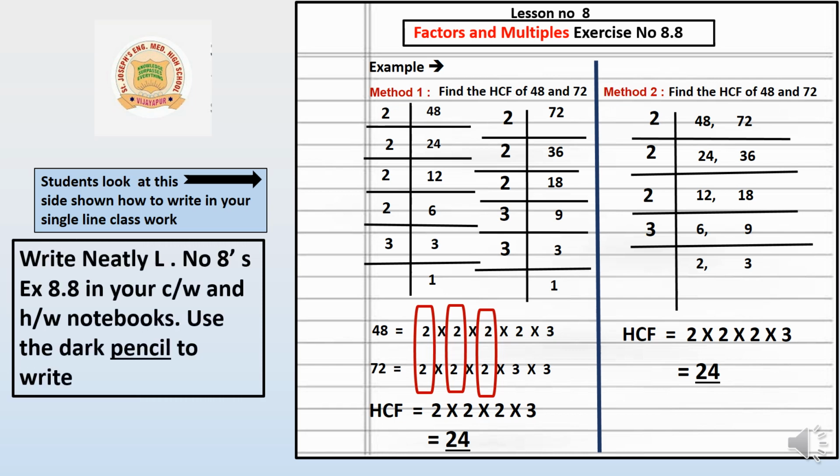In today's exercise, we have completed exercise number 8.8 in your class. Write in your classwork and homework using a dark pencil, children, neatly. So I hope you have no doubts. If you still have doubts, please call my number and clarify your doubts.